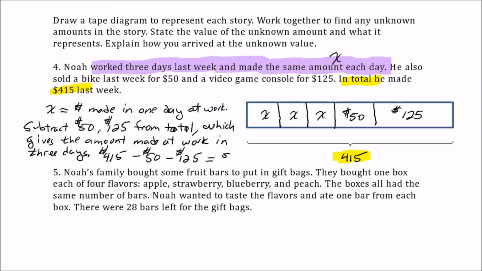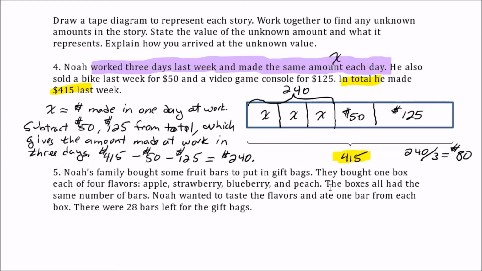Looks like $240. So I could actually put that in my tape diagram here if I wanted to. That amount is $240. I'm running out of space here, but the next thing I would want to say is, so divide by 3 to find the amount he made in 1 day. And I'm not going to try to squish this in here because it's not going to be pretty. But if we divide by 3, we'll find the amount he made at work in 1 day.